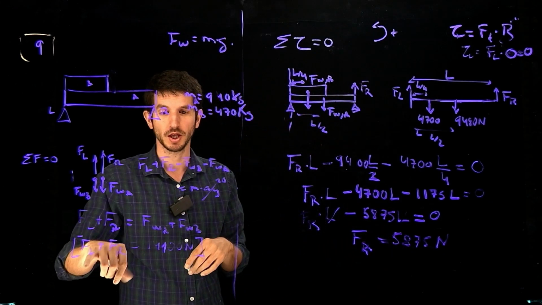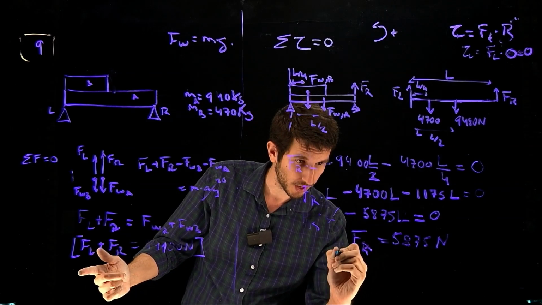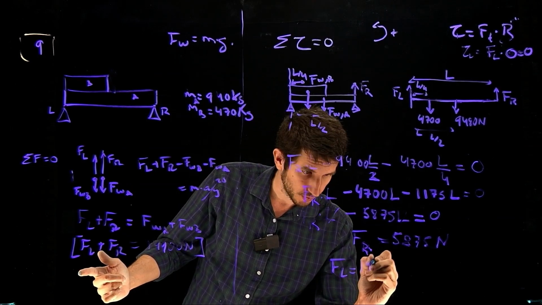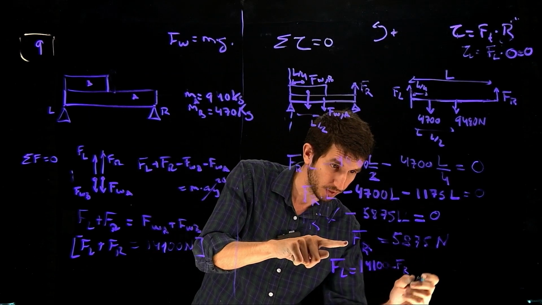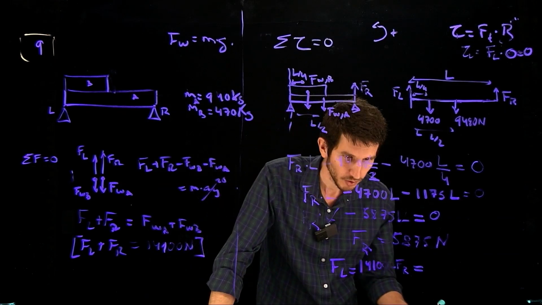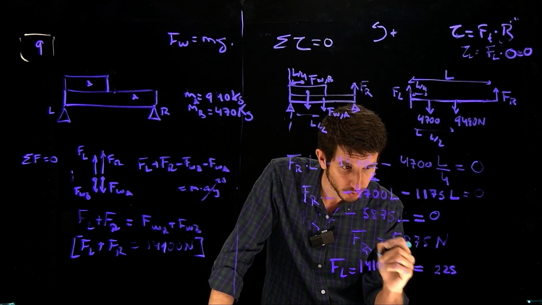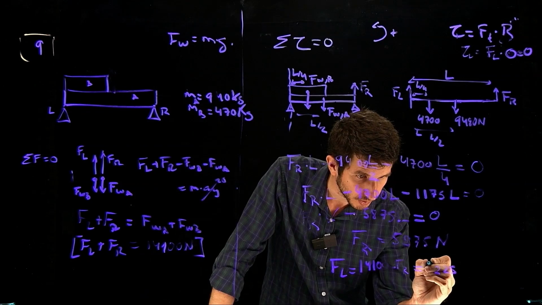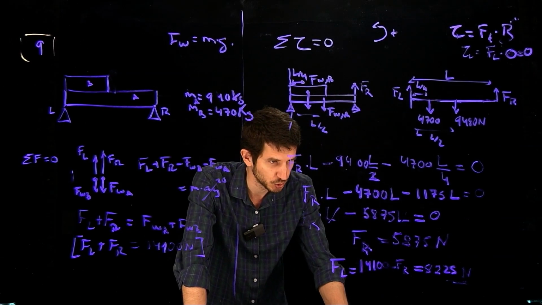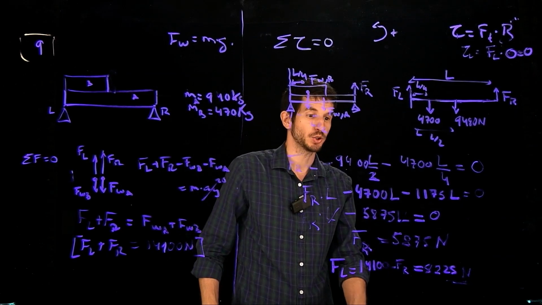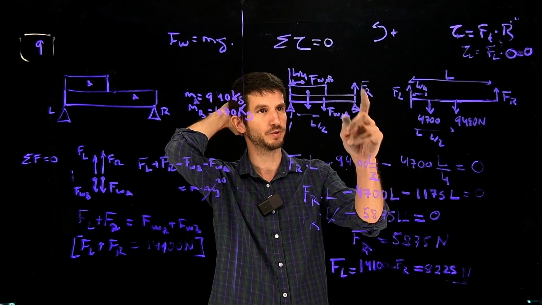So how much is the force on here? Well, because that plus the force in R is 14,100, the force in left is going to be 14,100 minus F sub R, which is that thing that we obtained up there. That's 8,225 newtons. That sounds about right. So 8,225 newtons is the force in here. 5,875 is the force in there.